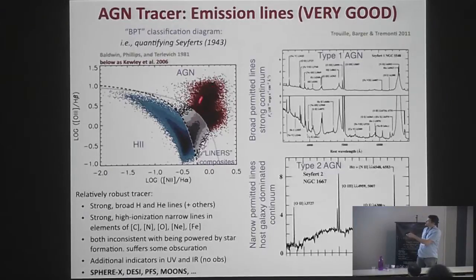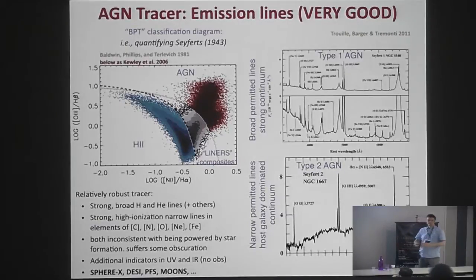In fact, you can think of this as a sort of scale of the relative contribution from the host versus the AGN. If the AGN is completely dominating the emission lines, you will sit up here. If it's contributing kind of equally, you'll sit sort of here. And if it's contributing just a small fraction, you'll sit down here. So you can use some cut to select your AGN population.